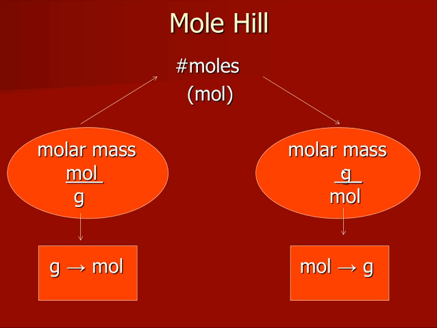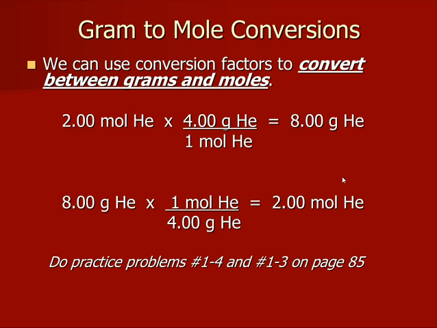You can use the molar mass in the same way, but going from moles to grams by having grams on your numerator and moles in your denominator, because when moles are on your denominator, moles are going to be the thing that cancel out. So here's a couple examples converting between grams and moles. We're going to talk about helium in both of these examples, but in the first example, we're converting from moles to grams.